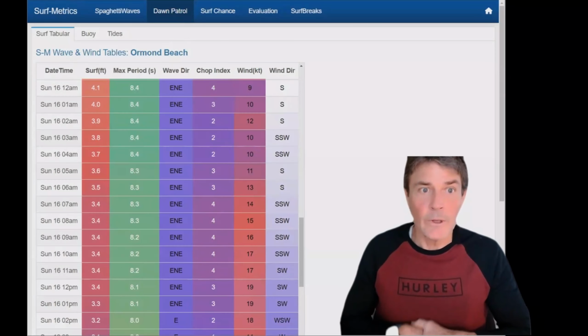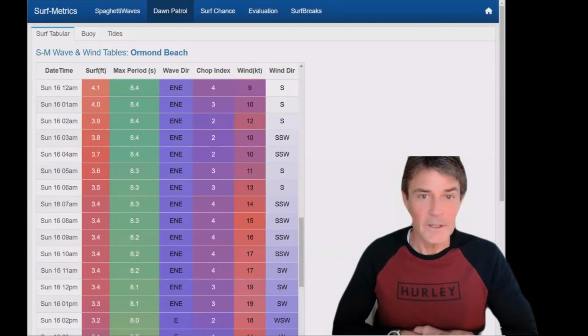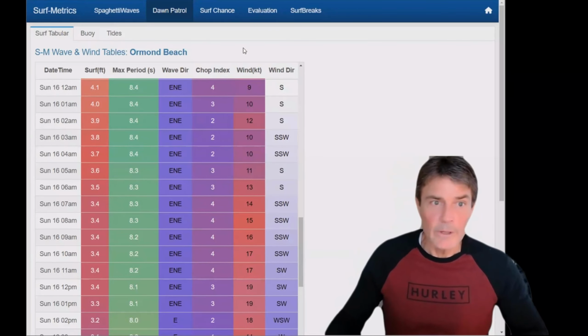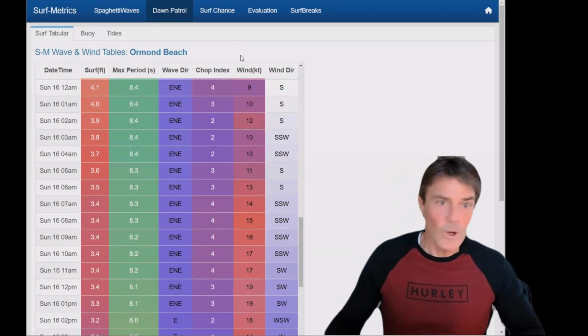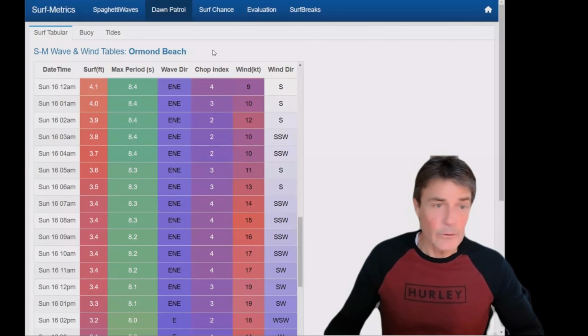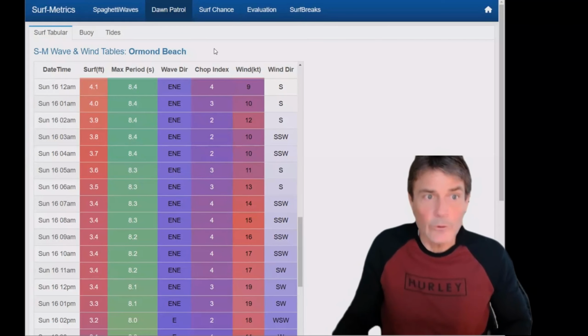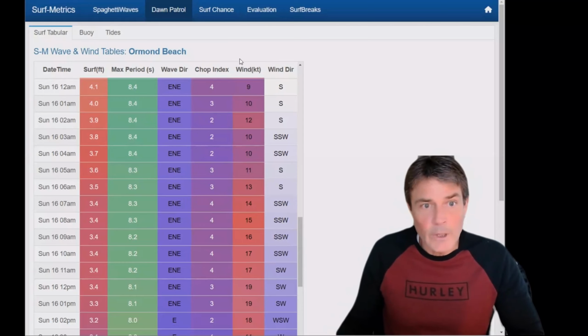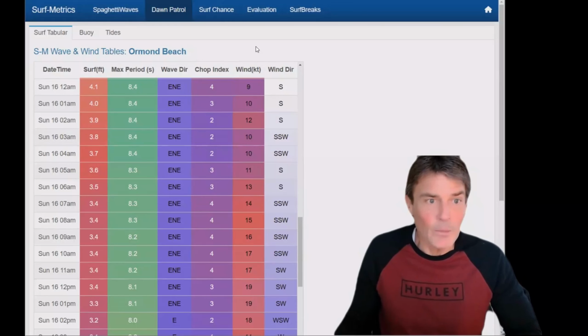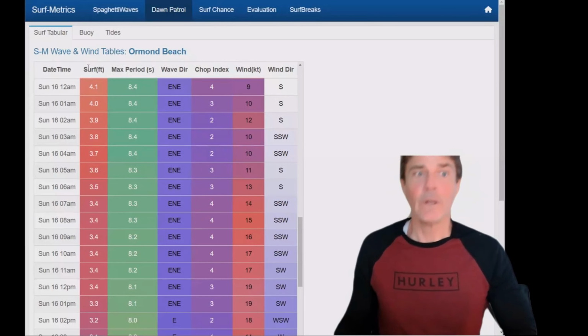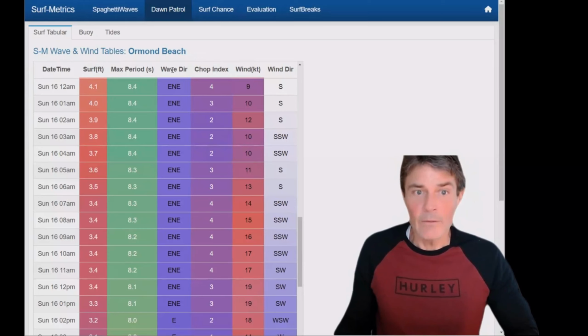Okay, we'll start out with Ormond Beach, where I was born. Again, what I'm going to do is go over these wave tables and exactly what they show, and then provide a couple of examples for this next storm. So the tables are using the latest forecast, probably the best forecast that we have at the moment. And as you see at the top, the tables contain the estimated surf zone height, the max period, the wave direction. I have a chop index, wind in knots, and wind direction.